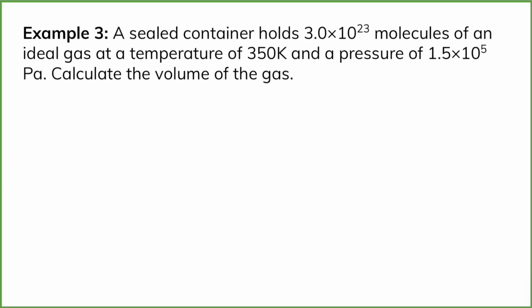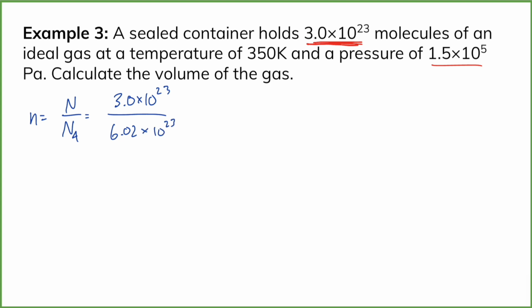A sealed container holds 3 times 10 to the 23 molecules of an ideal gas at a temperature of 350 Kelvin and a pressure of 1.5 times 10 to the 5 pascals. Calculate the volume of gas. So this is an ideal gas law question, but they gave me the number of molecules, which is not the number of moles. So that's not what goes in the formula. So the first thing I'm going to have to do is find the number of moles, which is going to be n over N_A. So that's 3.0 times 10 to the 23 over Avogadro's number, 6.02 times 10 to the 23. And that's going to give me a number of moles of 0.50.